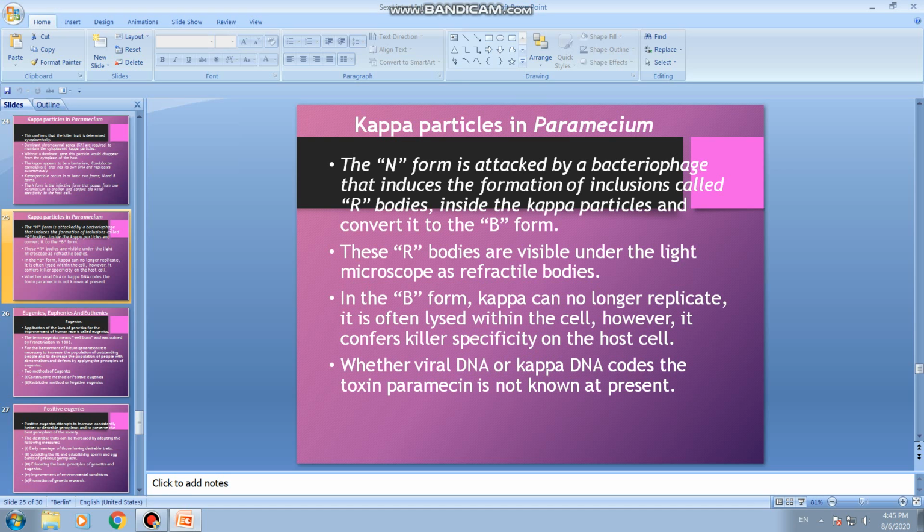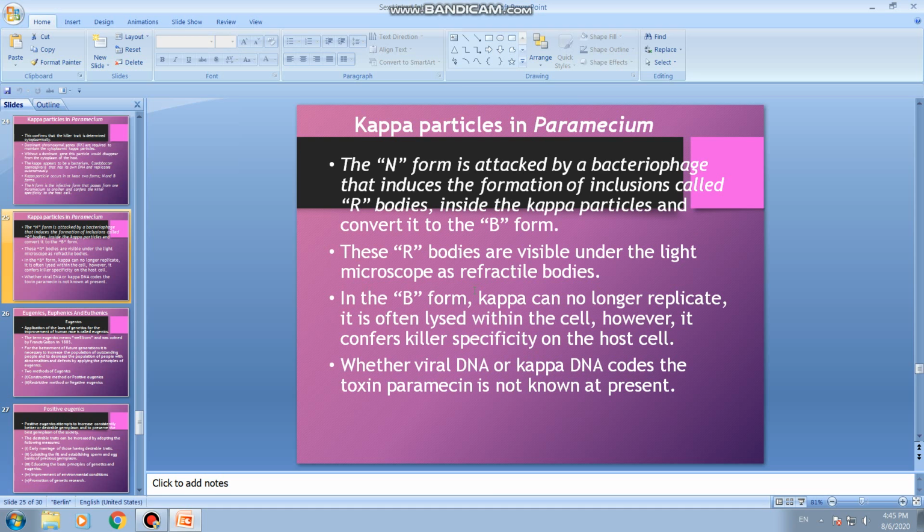Whether viral DNA or kappa DNA codes for the toxin in paramecium is not known at present. So this is about the inheritance of killer strain or sensitive by kappa particles that occurs during conjugation in paramecium. So this is all about this.